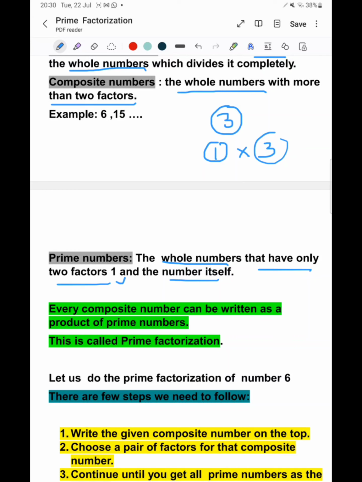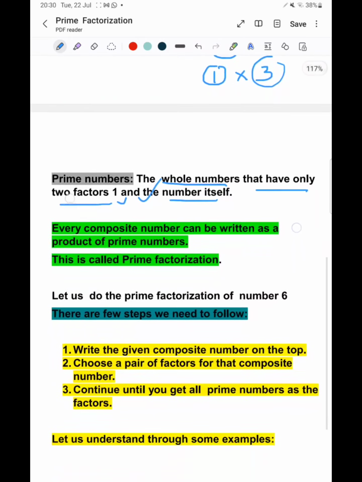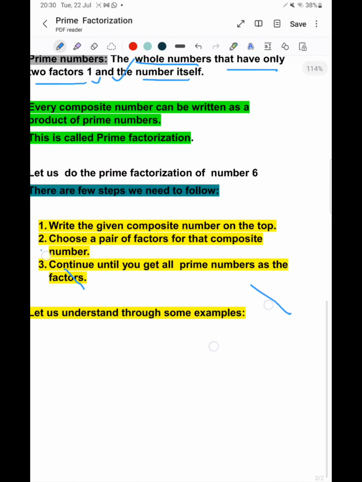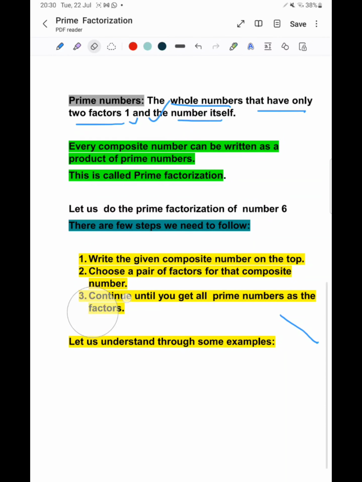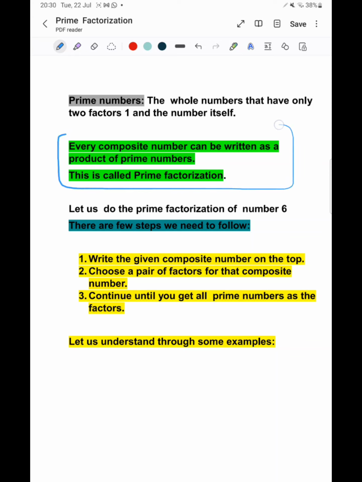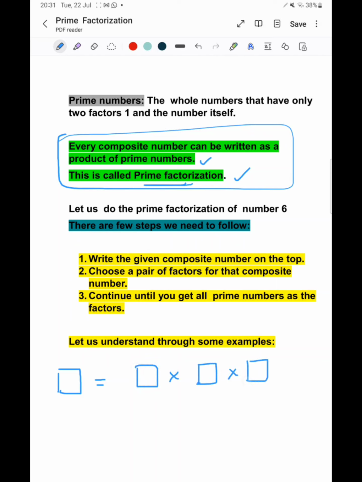Now that we understand the concept of factors, composite numbers and prime numbers, we are ready to understand the process of prime factorization. First of all, what is the meaning of prime factorization? Every composite number can be written as the product of prime numbers, or you can say its prime factors, and this process is called prime factorization. So we take one number and write it as a product of prime numbers. Those prime numbers can be 2, 3, and so on. It depends upon the number itself.